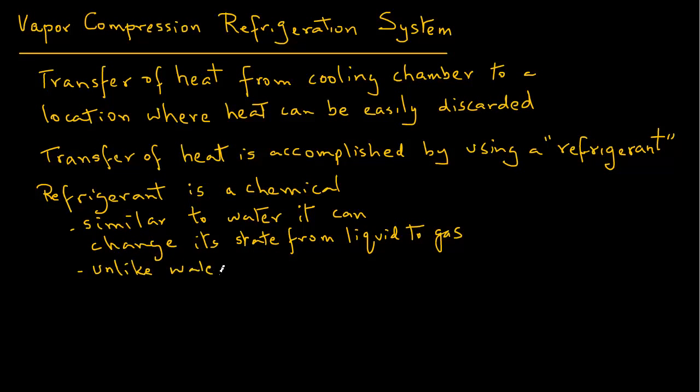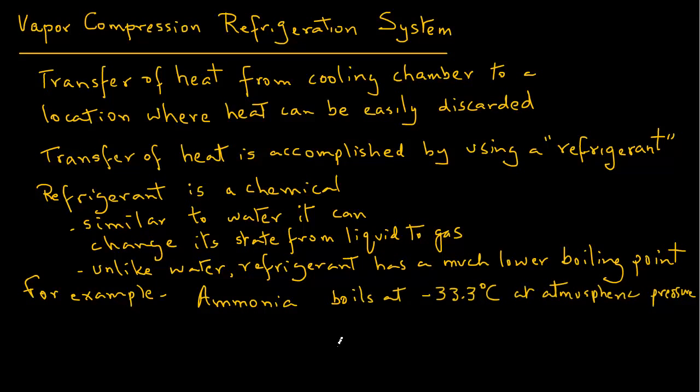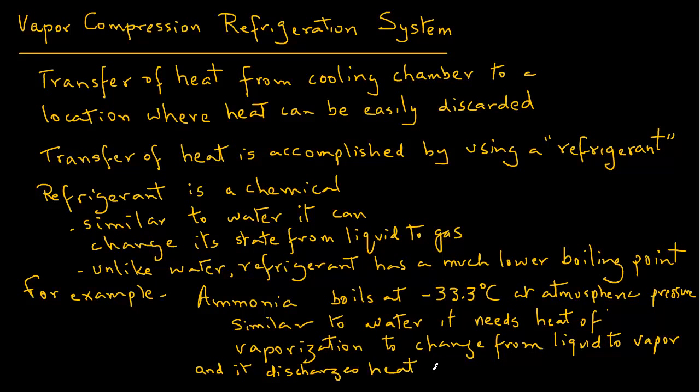However, unlike water, a refrigerant has a much lower boiling point. As you know, water boils at 100 degrees C, but in case of a refrigerant, for example ammonia, it boils at minus 33.3 degrees C at atmospheric pressure. So similar to water, ammonia also needs heat of vaporization to change its state from liquid to vapor. And it discharges heat when those vapors are condensed back to liquid.